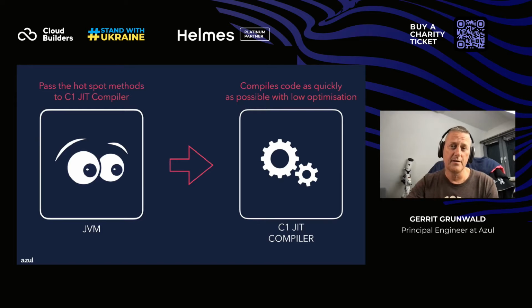The C1 JIT compiler compiles this code as quickly as possible with very low optimizations. So the main goal is to create compiled code as fast as possible. Remember, this is the old client compiler. And the reason for that is, of course, if you have a desktop application, for example, you would like to start it up quickly, right? You don't want to wait for super high optimization, but you just would like to have your application started.